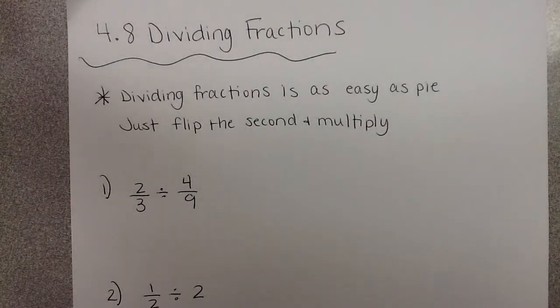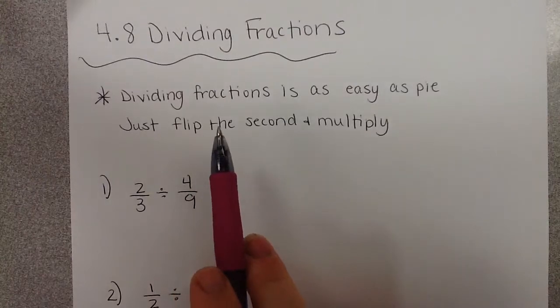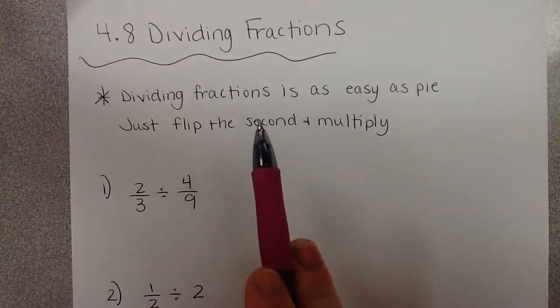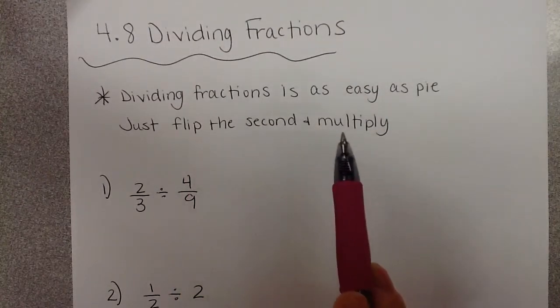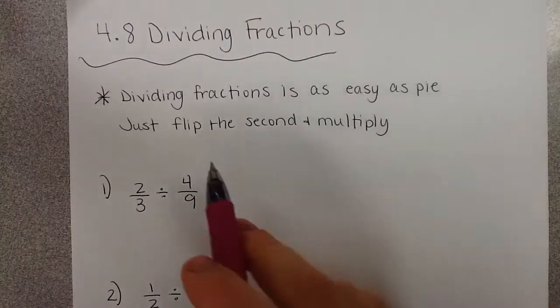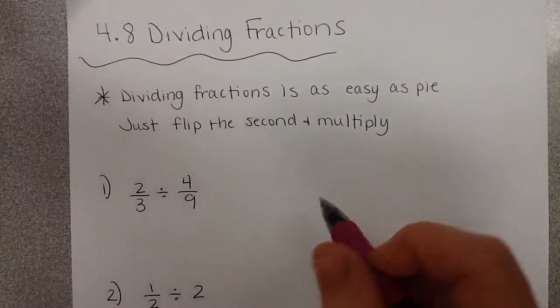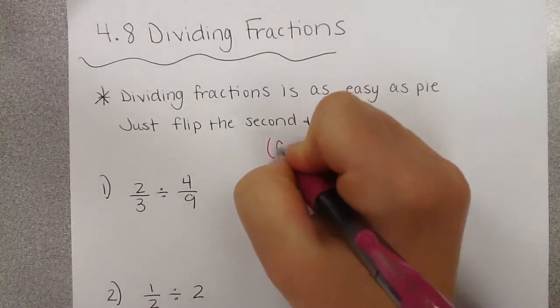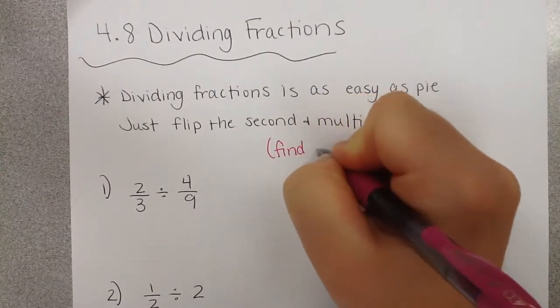It's very easy to remember the rules if you just sing this little song. Dividing fractions is as easy as pi, just flip the second and multiply. Those are the rules for dividing fractions. Now when you flip the second and multiply, that's the same thing as finding the reciprocal.